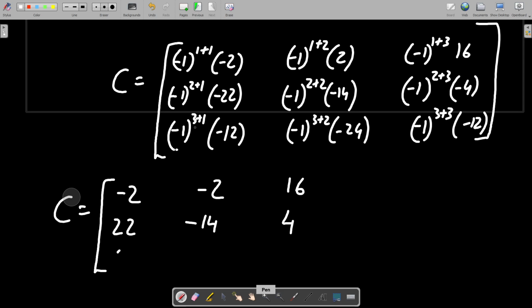Okay. Here you have 3 plus 1. That's minus 1 to the power 4. This will leave you with minus 12 only then. This becomes 3 plus 1, no 4. Yeah, so this will become 3 plus 2, that is 5. Minus 1 to the power 5 will be minus. So this will become plus 24. Okay. And this will become minus 1 to the power 3 plus 3, that will be 6, and hence this number will become minus 12. So this is the cofactor matrix.